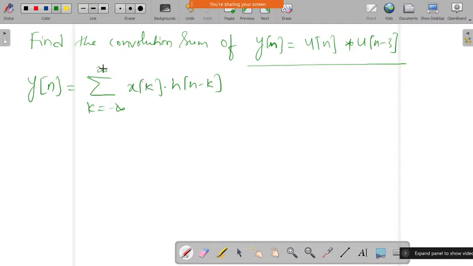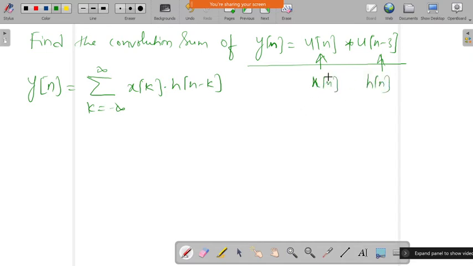So now since the variable in our summation is k, let us assume this as x of n and this as h of n, or you can take either this as x of n and this as h of n. Both are possible, anything is possible. So you can take any one of the inputs as x of n and the other as h of n. Now in my case I am taking this one itself as x of n and this one as h of n.